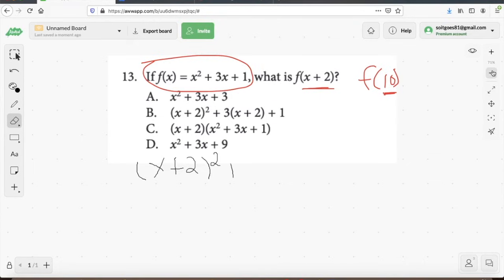Looking good, looking good. Looking great. Where there was an x, now there's x plus 2. Magnificent.